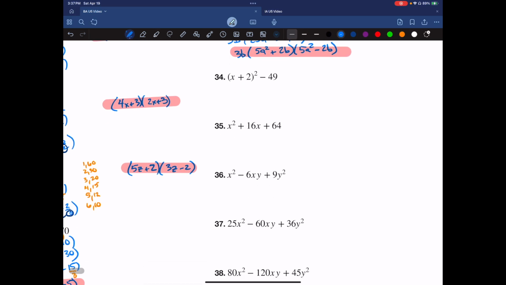34 can be tricky, but don't let it intimidate you. This first part is all squared, so this itself is a difference of 2 squares. So I'm going to write this as x plus 2 is my first term, and then you have plus 7 and minus 7 because it's the difference. The square root of 49 is 7, and it's plus or minus each one, and then you just clean this up. So plus 2 plus 7 is going to be x plus 9, and then plus 2 minus 7 is going to be x minus 5.